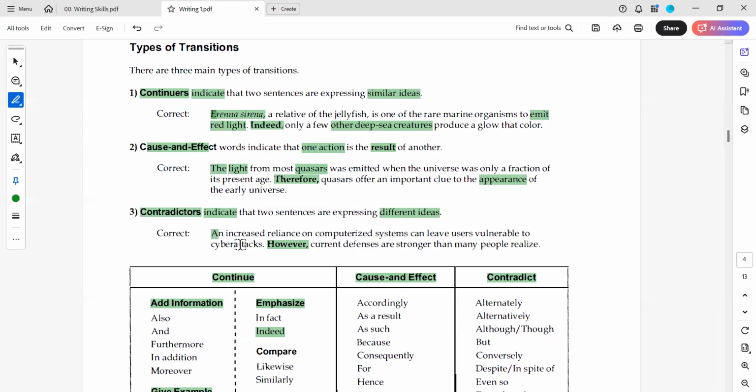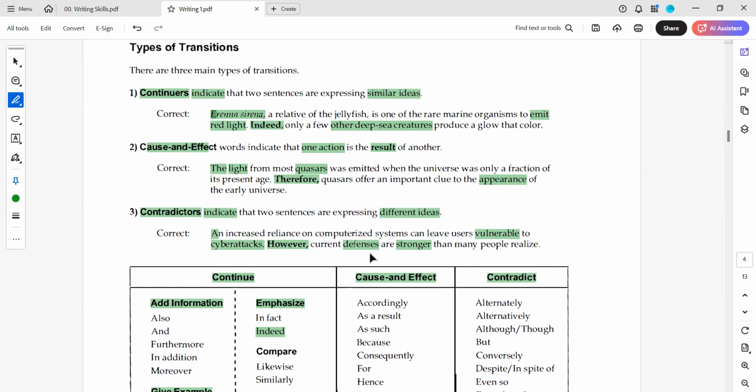An increased reliance on computerized systems can leave users vulnerable to cyber attacks. However, current defenses are stronger than many people realize. Okay, the first sentence here is talking about that users could be vulnerable to... Check, what do we have here? Yes, cyber attacks. Perfect.